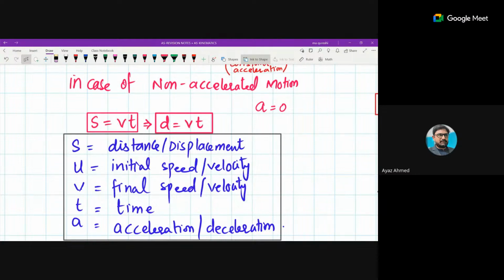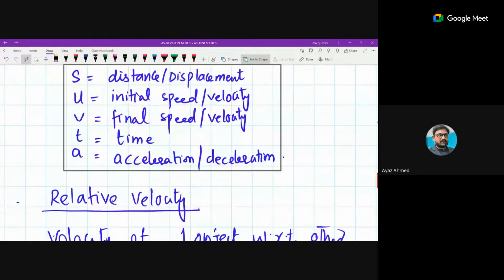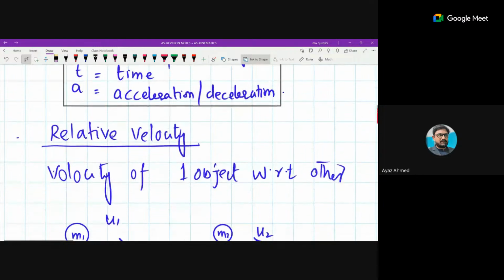It is a really common equation, I think. From your O levels or IGCSE or your previous level, you have learned this equation, isn't it? That d is equal to vt or s is equal to vt. Okay, so when we talk about this, s is distance or displacement, u is initial speed or velocity, v is final speed or velocity, t is the time taken, and a is acceleration.